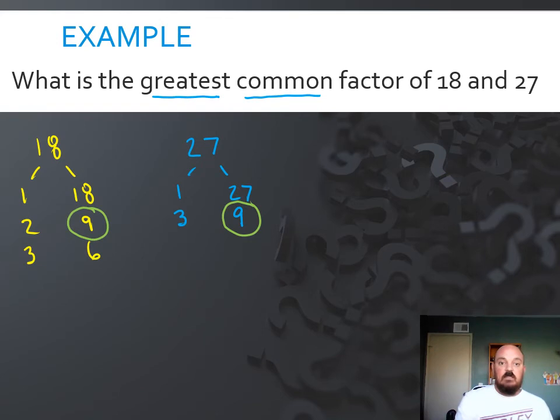So for 18 and 27, I would say the GCF, that's the abbreviation we're going to use for greatest common factor, is 9.